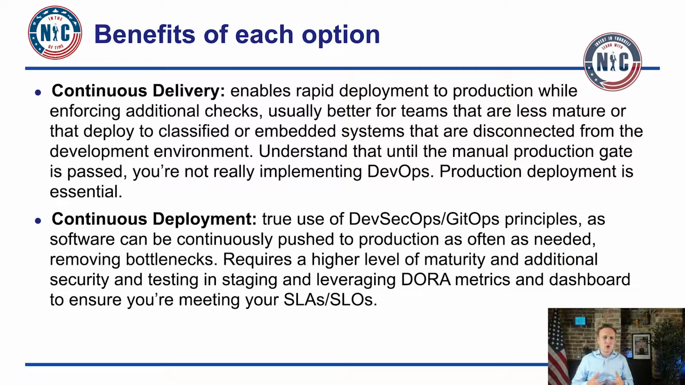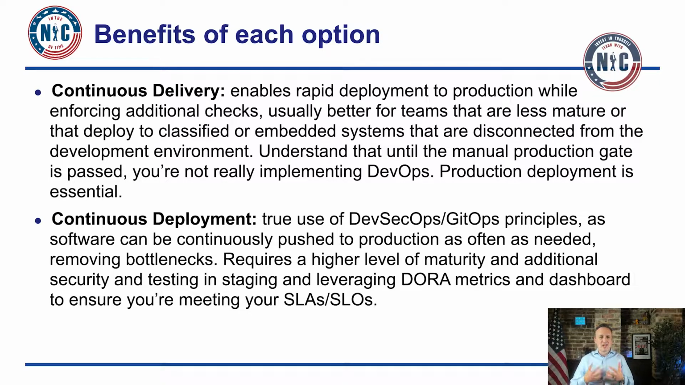Now, when it comes to continuous deployment, it's a true instantiation of DevSecOps and following the GitOps principles. The software can be continuously pushed to production as often as needed, removing bottlenecks. It requires a higher level of maturity and additional testing in staging to make sure that you're not breaking your production environments, and you want to be leveraging your DORA metrics and live dashboards to ensure you're meeting your service level agreements and objectives.